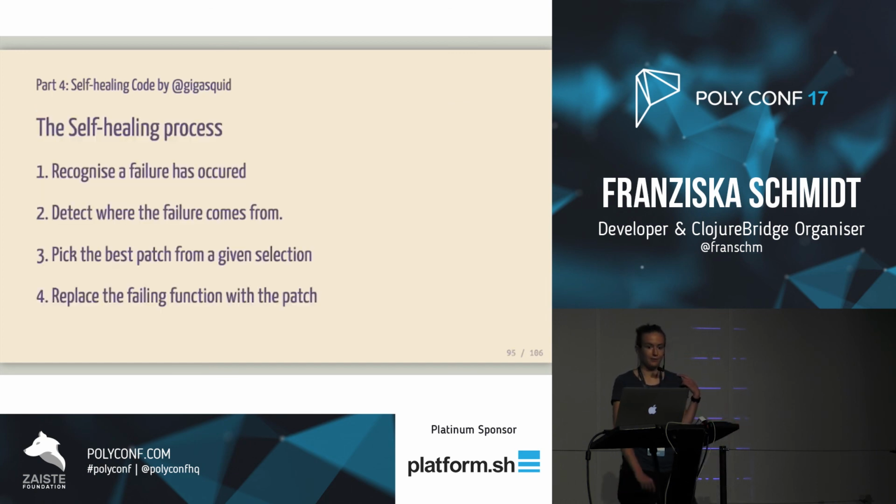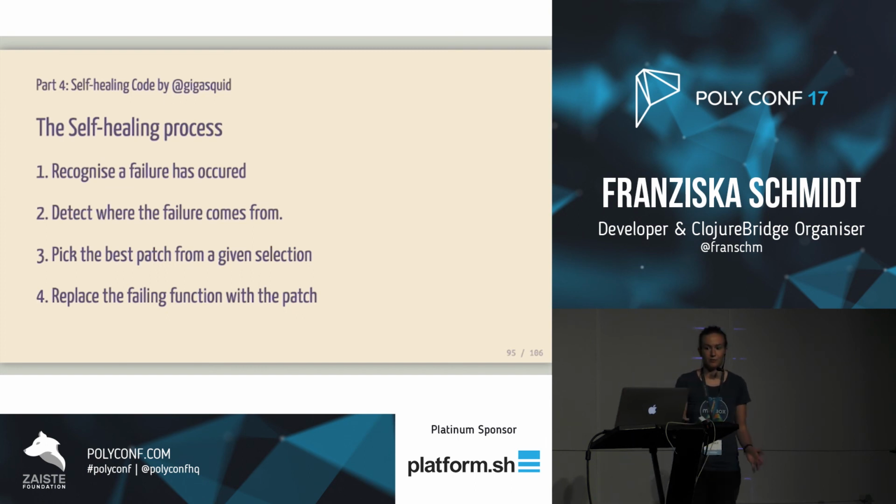To summarize the self-healing programs here, I'm not going to go into detail how Karen did this, but the summary is you need to recognize when a failure actually occurred. Did something even go wrong? We need to see that exception. You need to find out where this failure came from, which function and which input. You need to pick the best patch from a given selection. So you're assuming you already have a code base that's working where you can pick a selection from. You need to actually pick the best one to apply. And finally, you need to do the actual replacement of this patch.